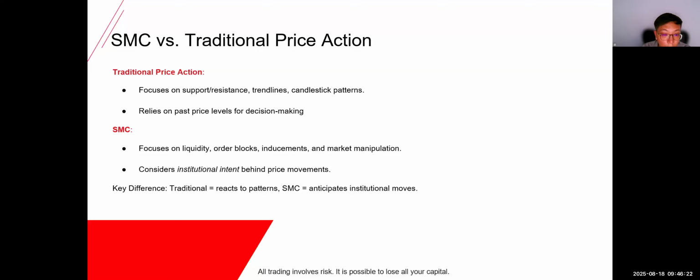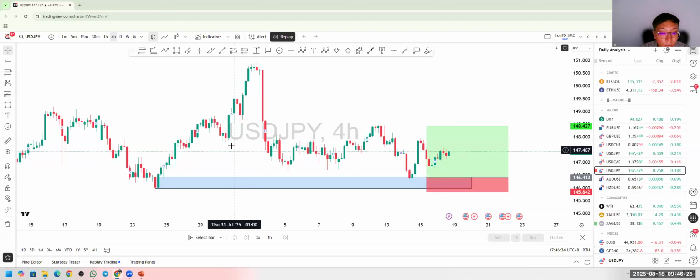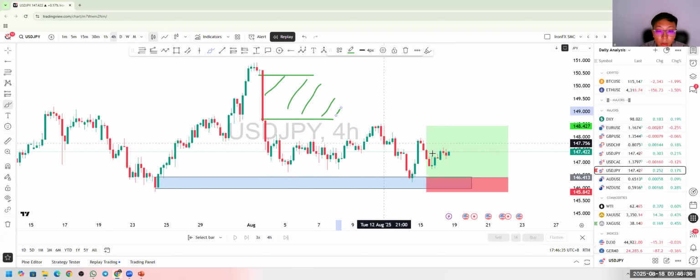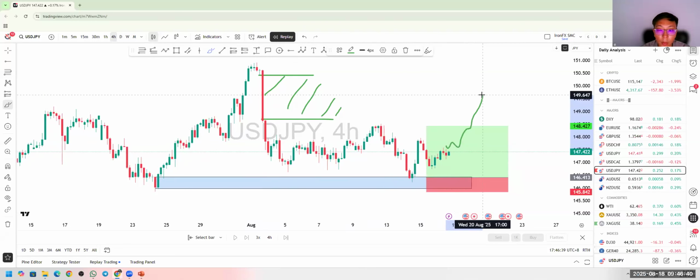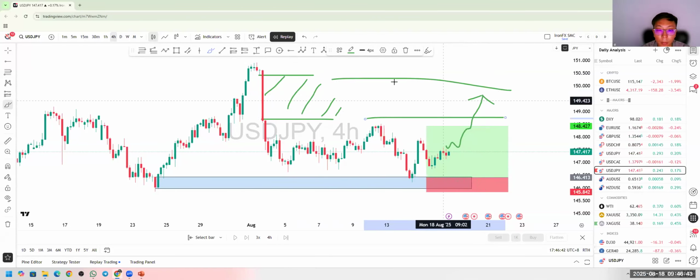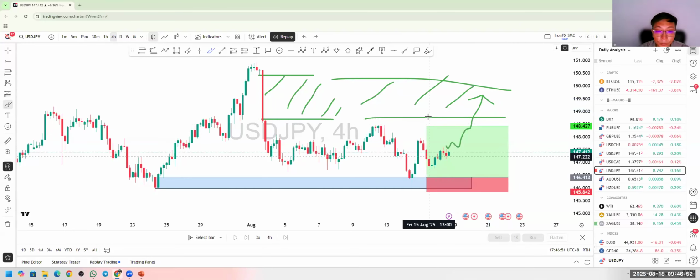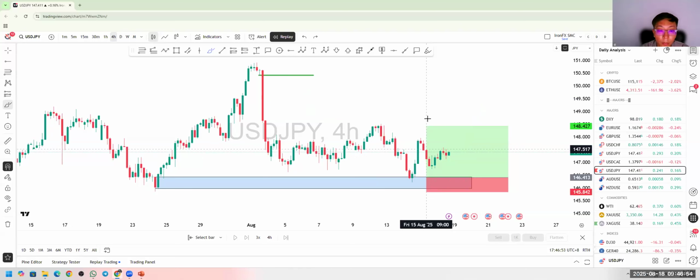Inducements meaning, this is what we call inducement, meaning we have a gap over here. Let's say we have a strong move downwards, price will tend to come up and fill this gap. I think it's pretty straightforward.